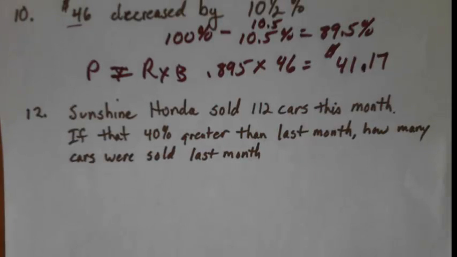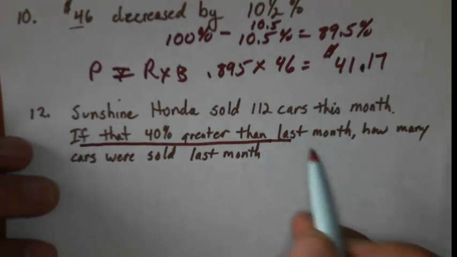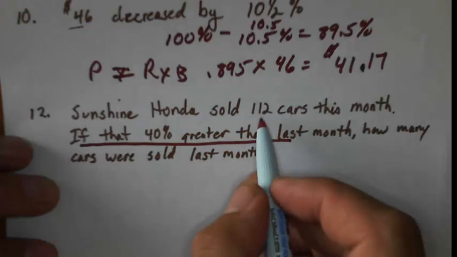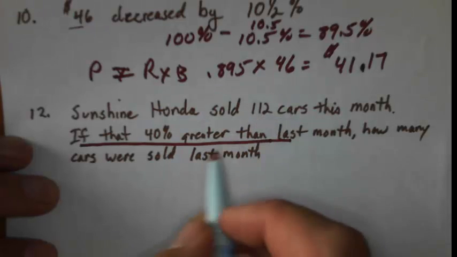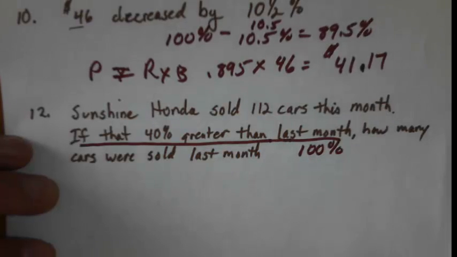Okay, Sunshine Honda sold 112 cars this month. If that is 40% greater than last month, how many cars were sold last month? Okay, so as we're looking at this, what is the key information? We have 40% greater than last month. So this is the new total, and that is equal to last month, which was the 100%.